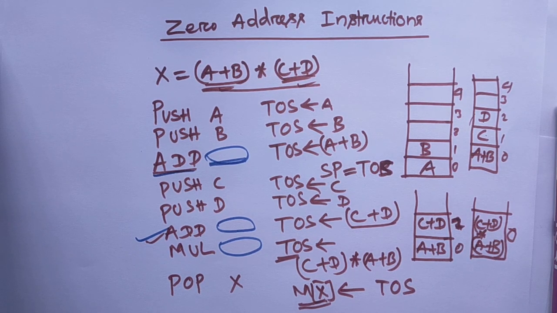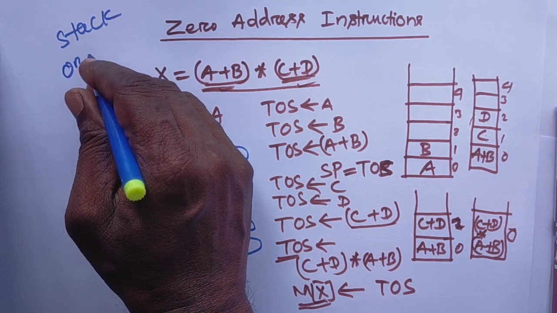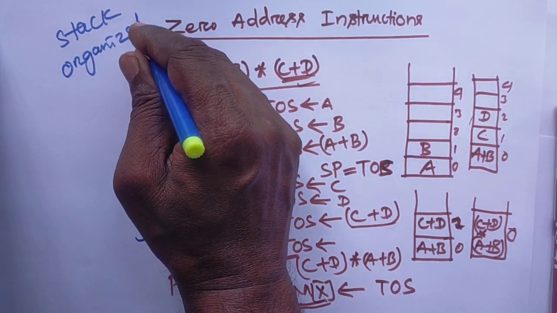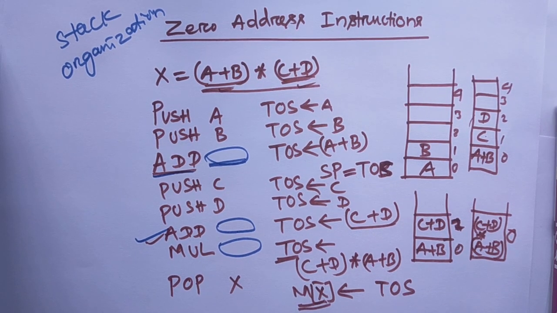This is the basic concept. Whenever you go through this, you will use stack organization. Through stack organization we can design or define zero address instructions for any kind of arithmetic expression. I hope all of you understand this zero address instruction. It is very easy. I explained every part, how it is designed. You can also take any other example and explain accordingly.